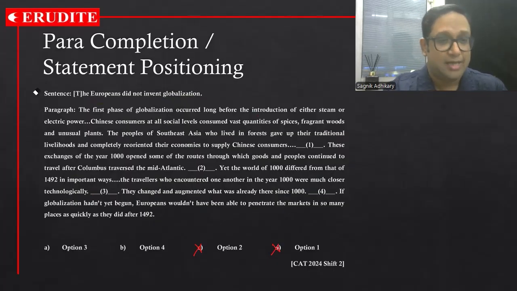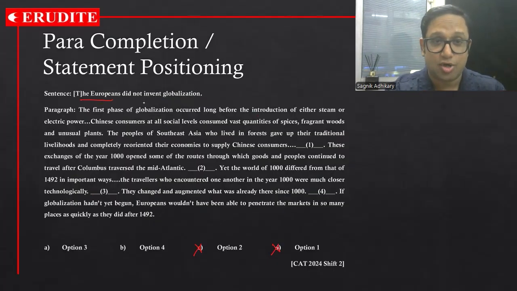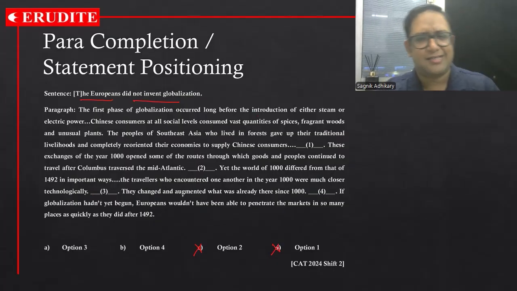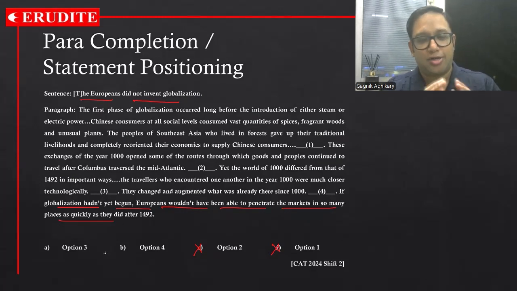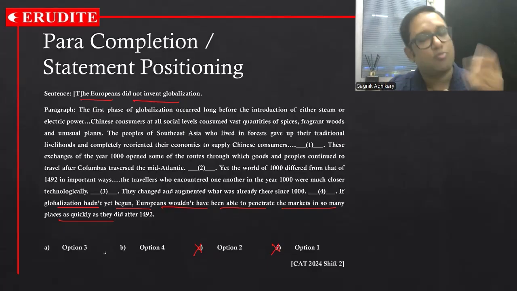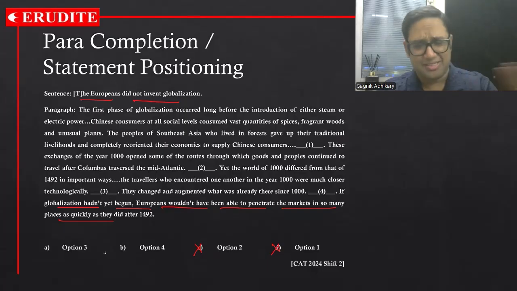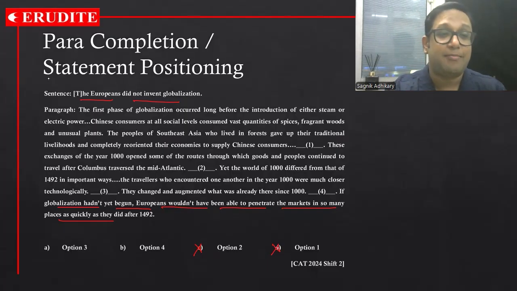In fact, in blank 4, we'll realize there's a bit of an awkward step off in the statement after that as well. The sentence here says the Europeans did not invent globalization. The very next statement says if globalization hadn't yet begun, Europeans wouldn't have been able to penetrate the markets in so many places. So there is not much of a direct connection. It's a bit abrupt going here. Europeans did not invent globalization. What they did must be mentioned. If globalization hadn't yet begun, Europeans wouldn't have been able to penetrate the markets in so many ways. This may be allowed, depending on the context. But clearly, we cannot have a gap in blank 3.